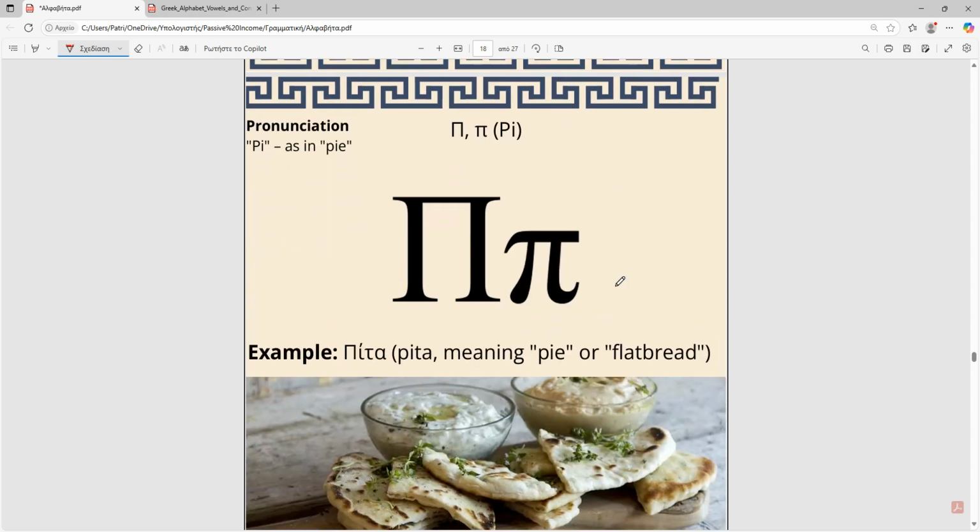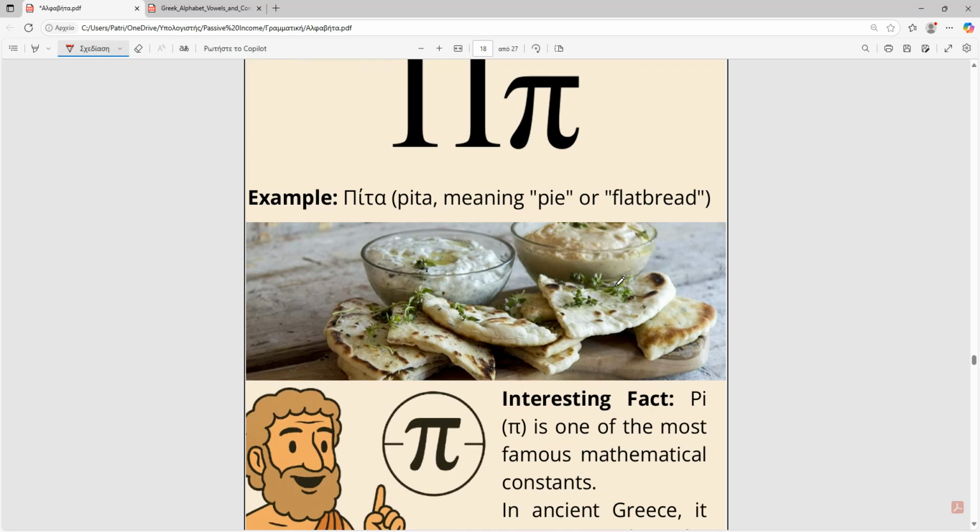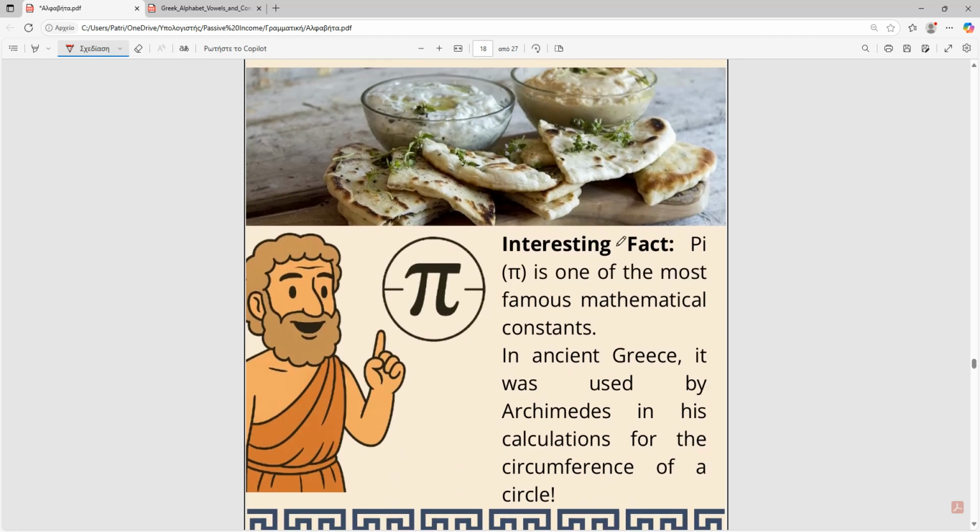Then we have the P, like pie. Maybe you have heard it before. Like pita. Okay, psomi. Pita, sorry, psomi is the bread. Pita, this one. And an interesting fact is that P is one of the most famous mathematical constants. Sorry about my English.